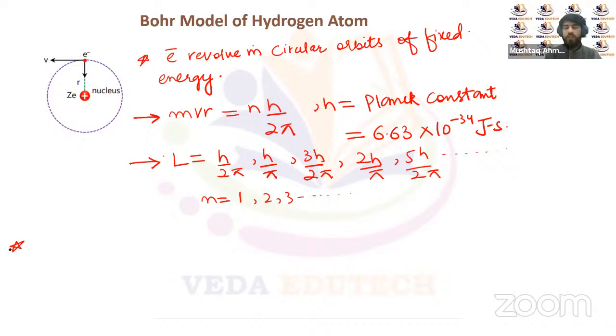Bohr explained the different spectra. He said that an electron jumps from lower energy orbits to higher energy orbits only when it absorbs some energy. And the energy required for this transition is equal to the energy difference between the two orbits. Let's suppose E2 minus E1 is equal to delta E.